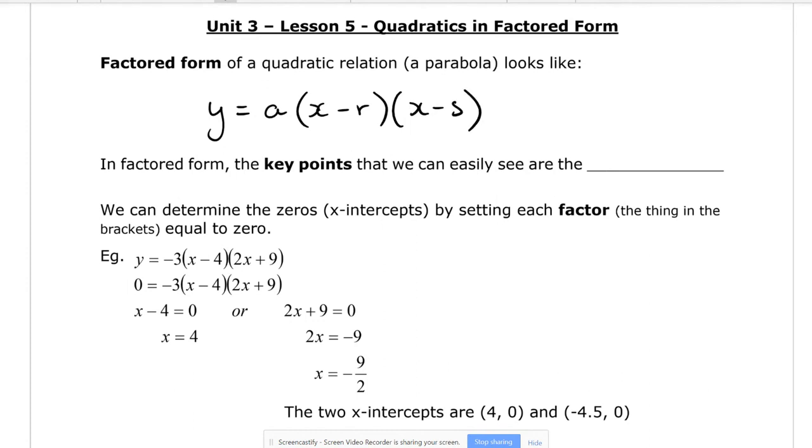In factored form, the key points that we can easily see are the x-intercepts. We can determine the zeros, or the x-intercepts. We call the x-intercepts and zeros the same thing. We also use the word roots as well, by setting each factor, the thing inside these brackets, equal to 0.